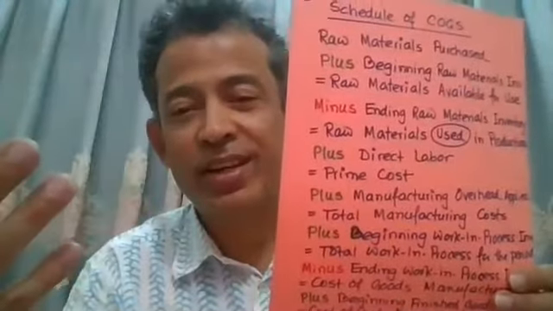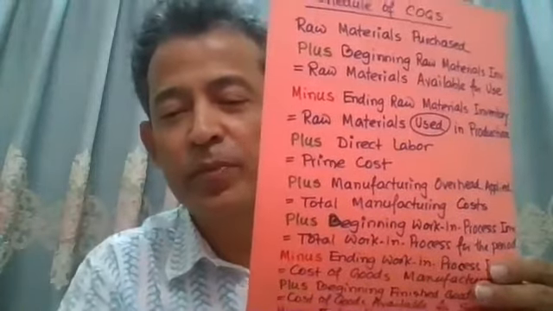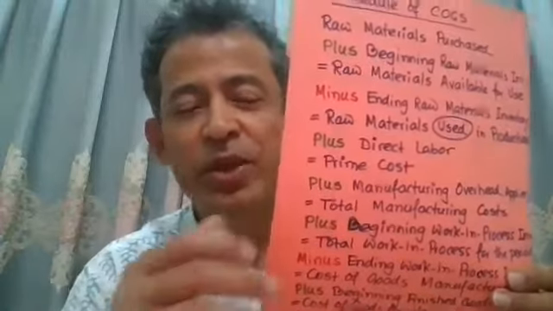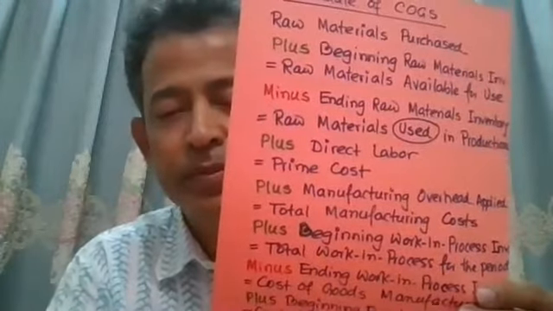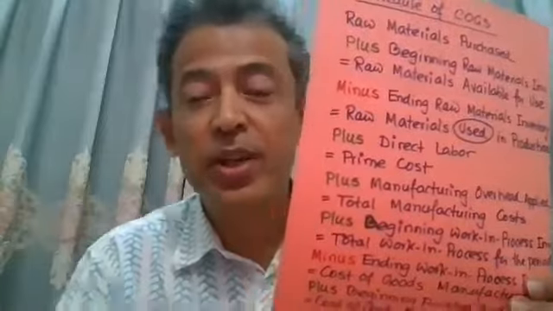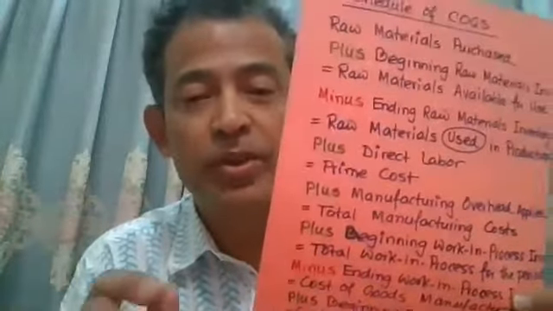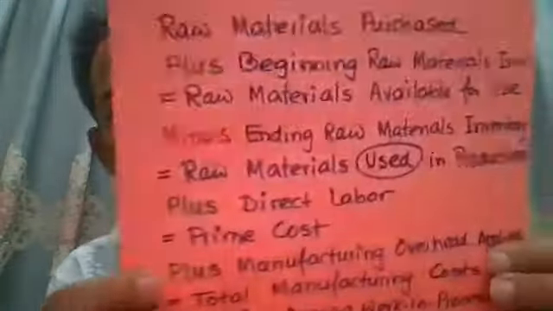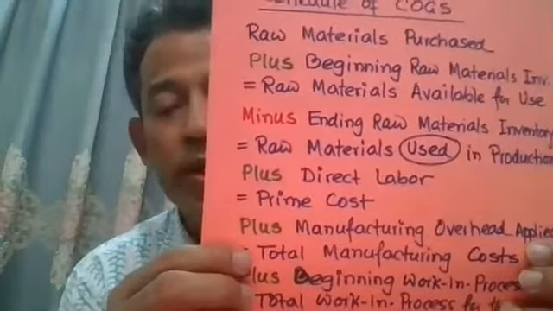Okay, now overhead. So add manufacturing overhead. Then what do you have? Total manufacturing cost. Mind it, total manufacturing cost, not cost of goods manufactured. So total manufacturing cost is raw materials used plus labor used plus manufacturing overhead applied. Not actual manufacturing overhead here. See the word applied. So after prime cost, we have manufacturing overhead applied here. Applied. So that gives us total manufacturing cost.